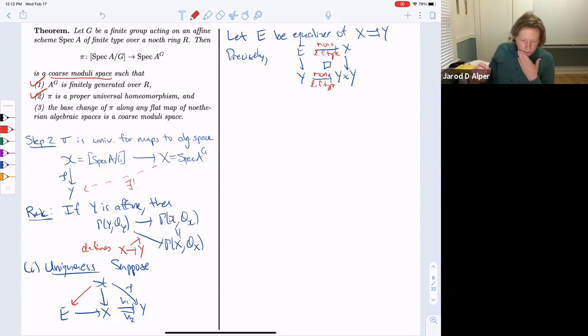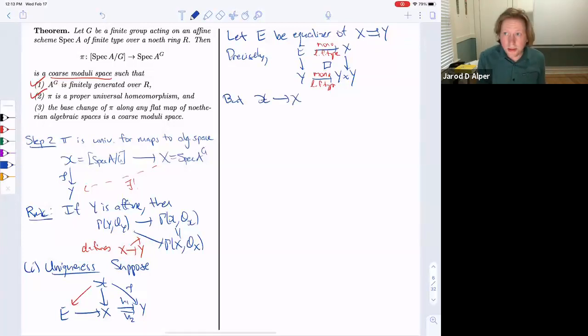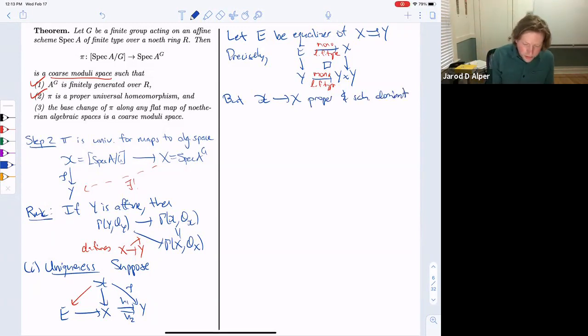Okay, so what do we know? The goal is to show that E is equal to X, that the map from E to X is an isomorphism, and we know it's a monomorphism and locally of finite type. But this map to X, we know it's proper and schematically dominant. And therefore, we know the same thing about the map from E to X. It's also proper and schematically dominant.